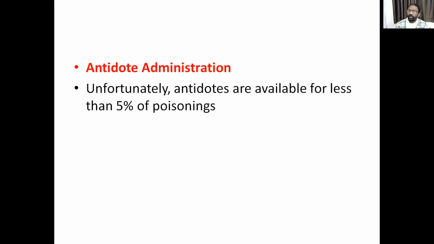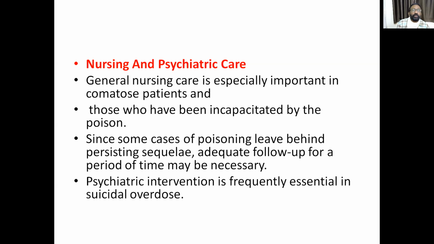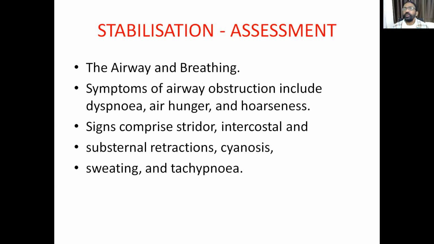Unfortunately, less than 5% of poisons have antidotes. An antidote is a substance that immediately neutralizes the effects of the poison. And then nursing and psychiatric care. Whenever a patient is unconscious or comatose, it is of utmost importance for the medical staff and the doctor to give psychiatric and nursing care.